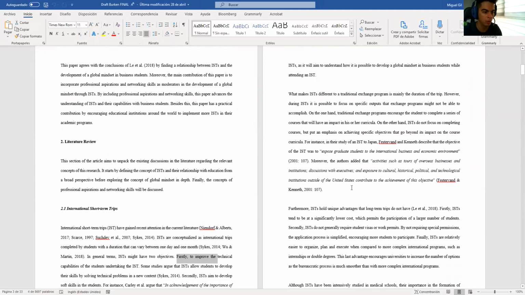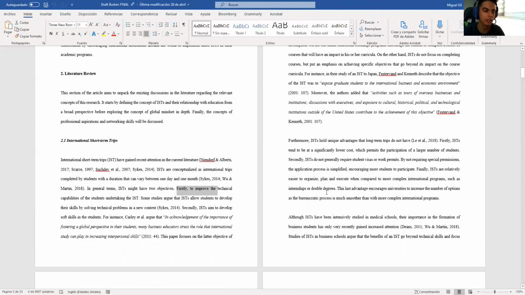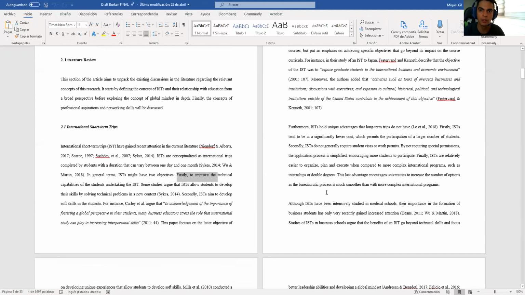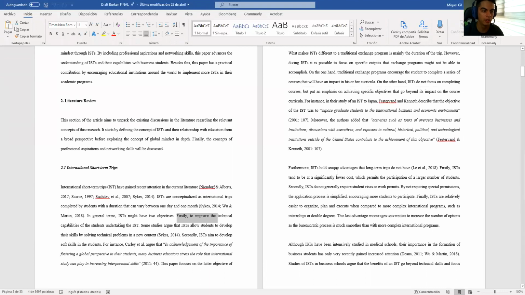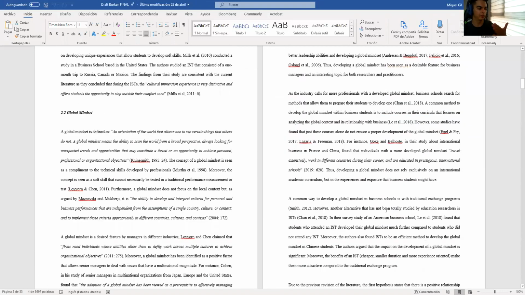Why are short-term trips done? That's the perspective that I want to take. It's because they want to develop the global mindset that I will explain in a second. The trips are not made just to go and have fun. The trips are made with a purpose, a purpose of developing something about the students. And all of these references are about that, developing things in students.